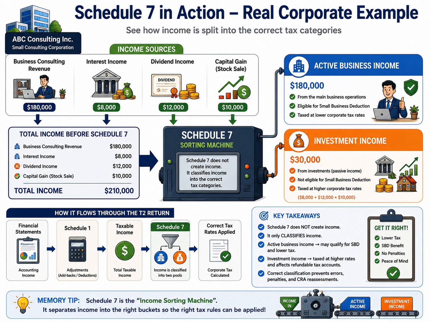The most important lesson from this example is that Schedule 7 is a classification schedule. It does not create income, remove income, or change income. Instead, it ensures that each type of corporate income is placed into the correct tax bucket so that the proper tax rates and deductions can be applied. Whenever you think about Schedule 7, remember this simple phrase: all corporate income goes into Schedule 7, and Schedule 7 sorts it into the correct tax buckets before the corporation's tax is calculated.